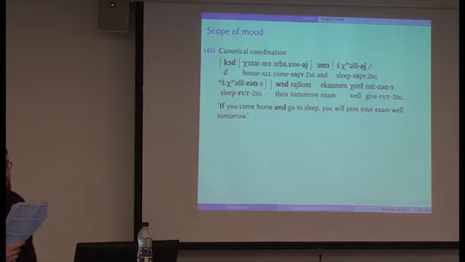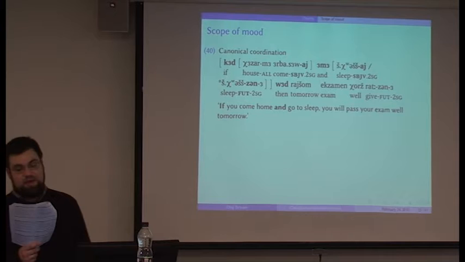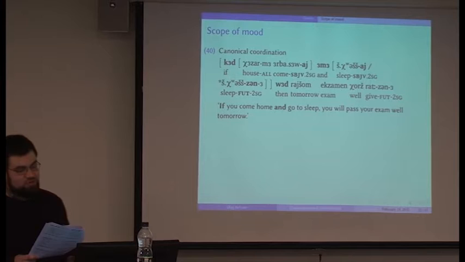And both come home and go to sleep have to be in the subjunctive. It cannot be the case that the first clause is in the subjunctive and the second clause in the future. Both can be in the future or both can be in the subjunctive. So this has to be the same feature across the coordinate structure.